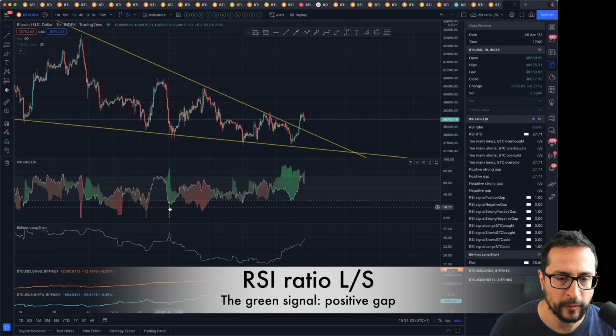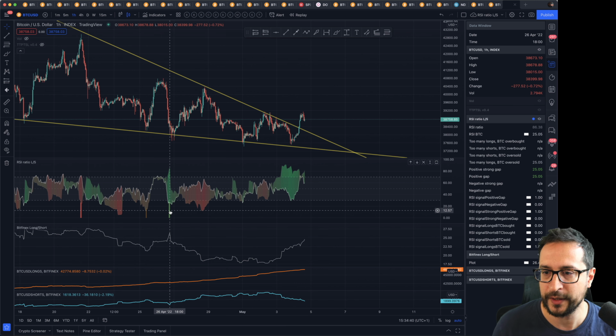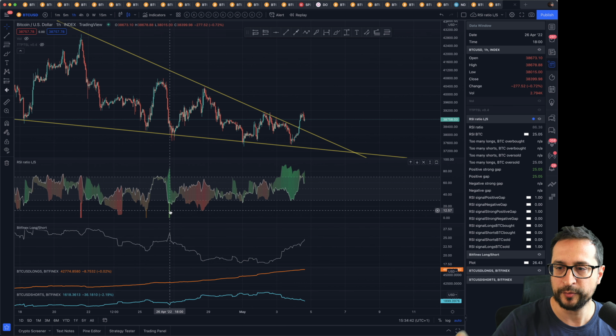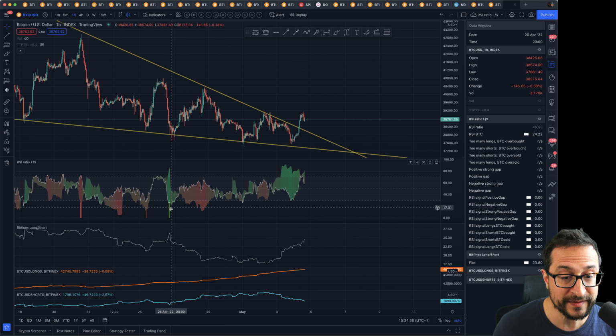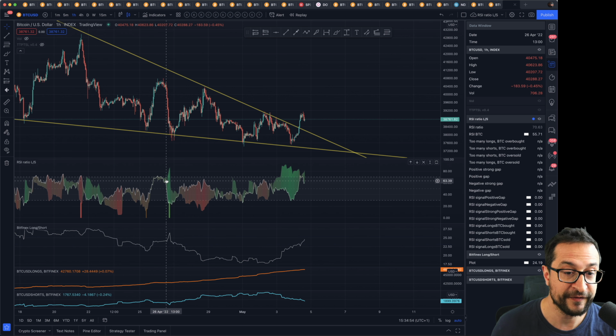And as you can see here, we have two signals in strong green, and these ones, if you look at the right-hand side, correspond to positive strong gap and positive gap. When there is a positive gap, it means that it is a green gap and is very large.